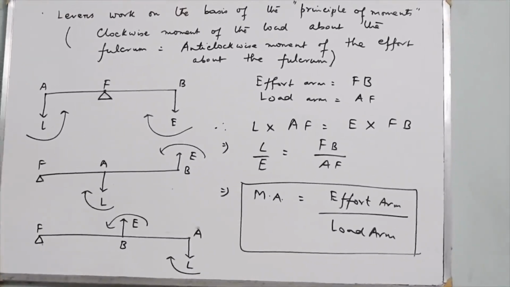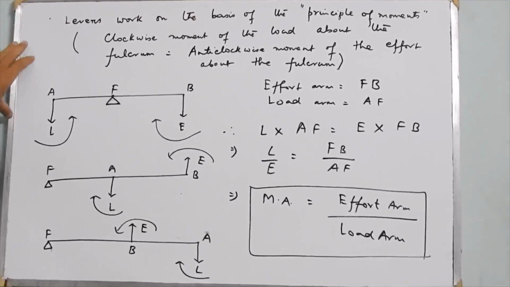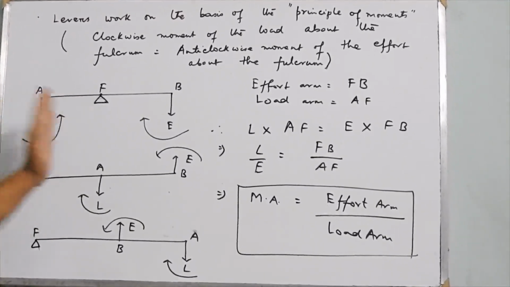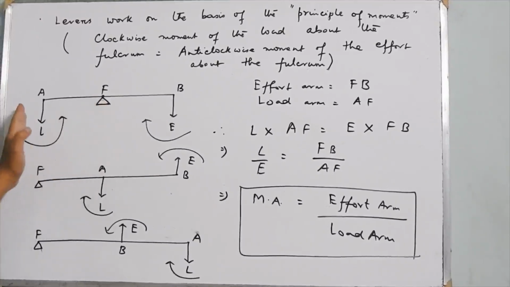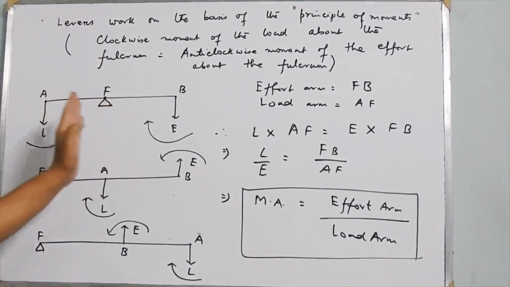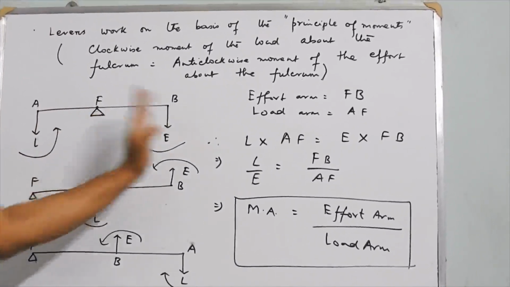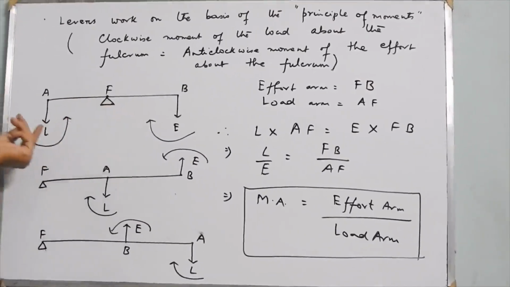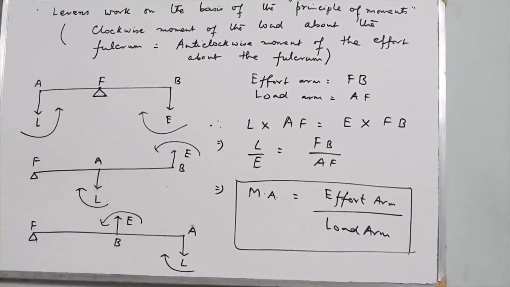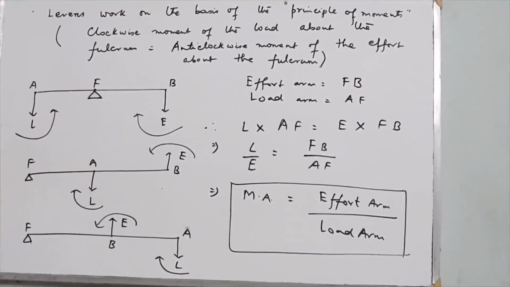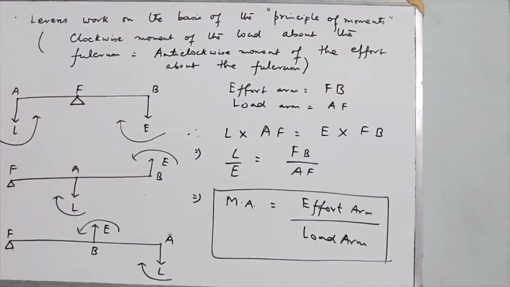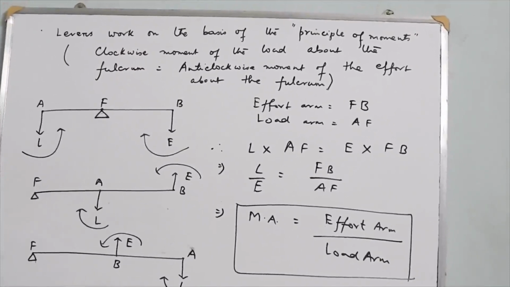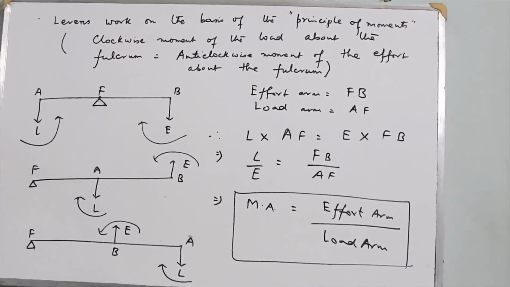Now, if you look at the class 1 lever, you can see that the fulcrum might be close to the load end, or the fulcrum might be close to the effort end, or the fulcrum might be exactly in between the load and the effort. So for the class 1 lever, we have all 3 possibilities. Mechanical advantage might be greater than 1, might be less than 1, might be equal to 1.